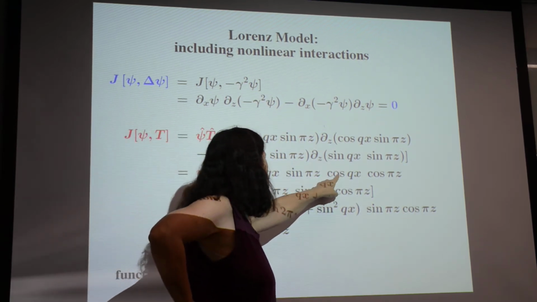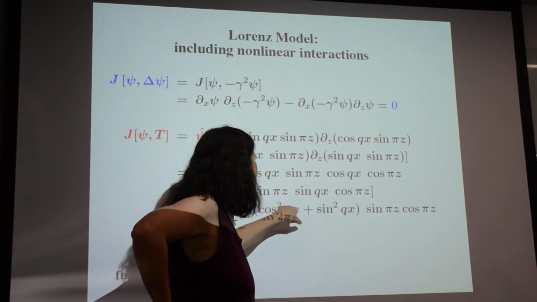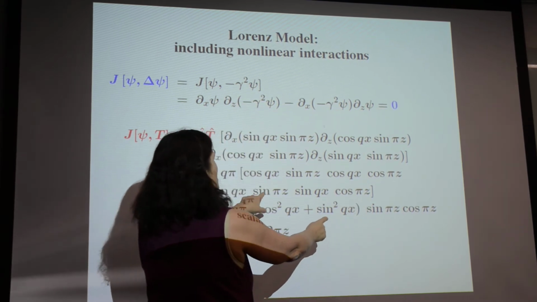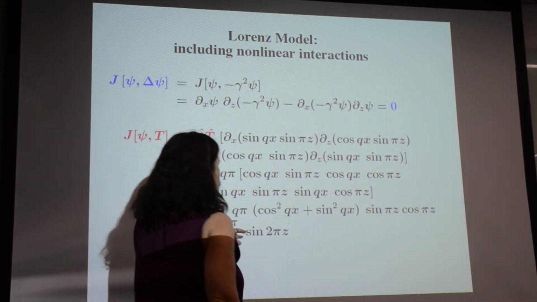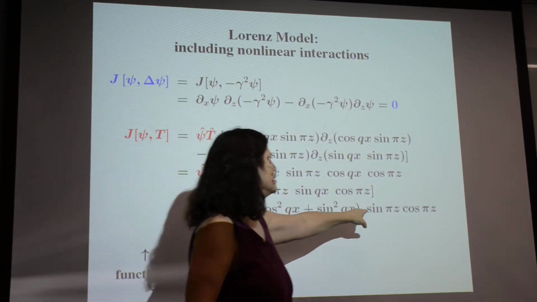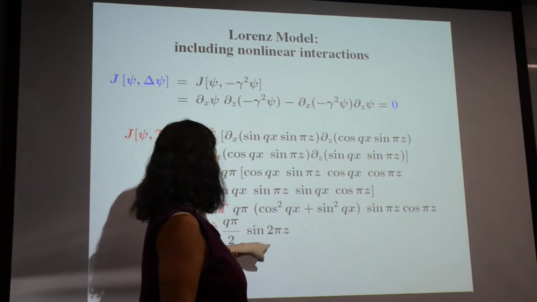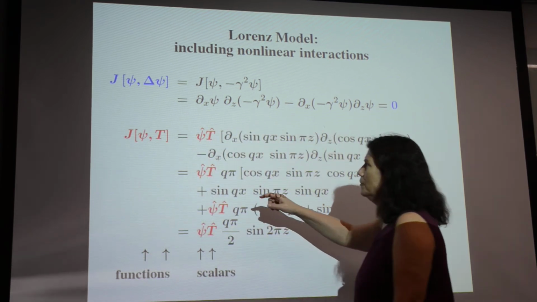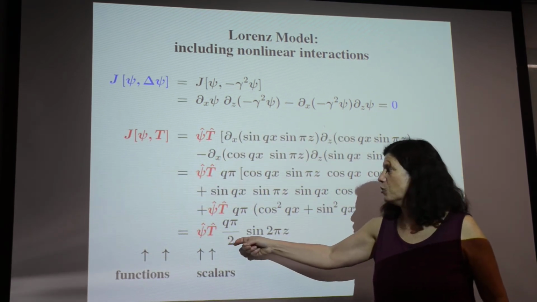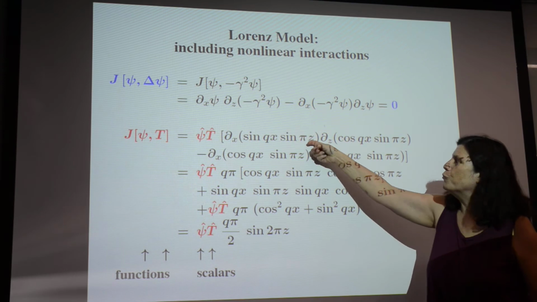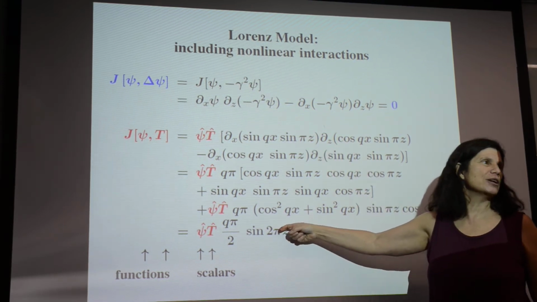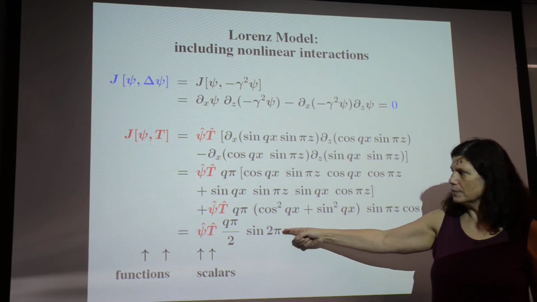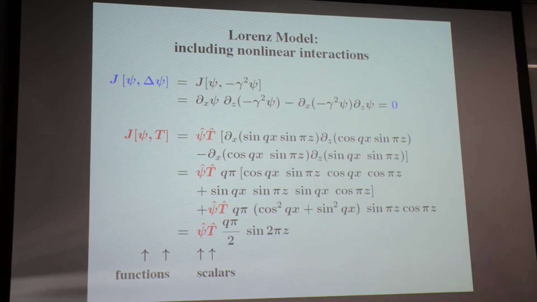Okay, so you have cosine squared here and sine squared here times sine pi z cosine pi z, sine pi z cosine pi z occurring in both terms. And sine pi z cosine pi z, that's just sine 2 pi z over 2. So that's what this term gives you. It gives you not zero, but something different of a quite different form. It's no longer trigonometric in x. It's in fact x independent. And so this is what you get, a different functional form.